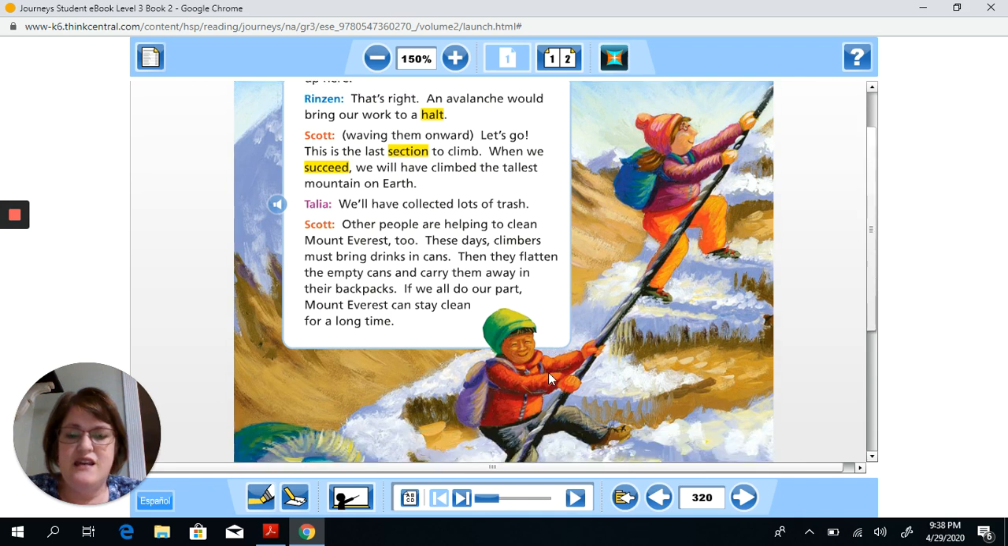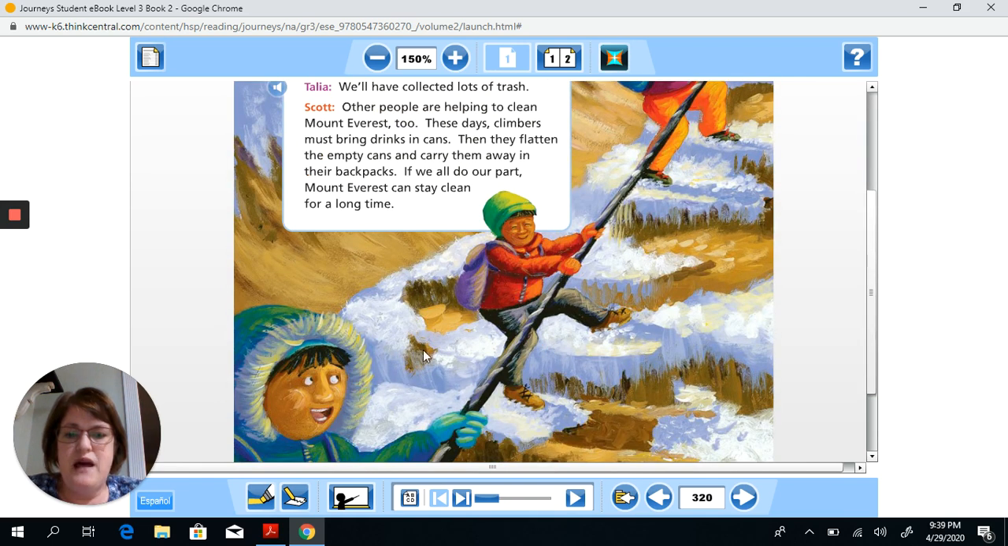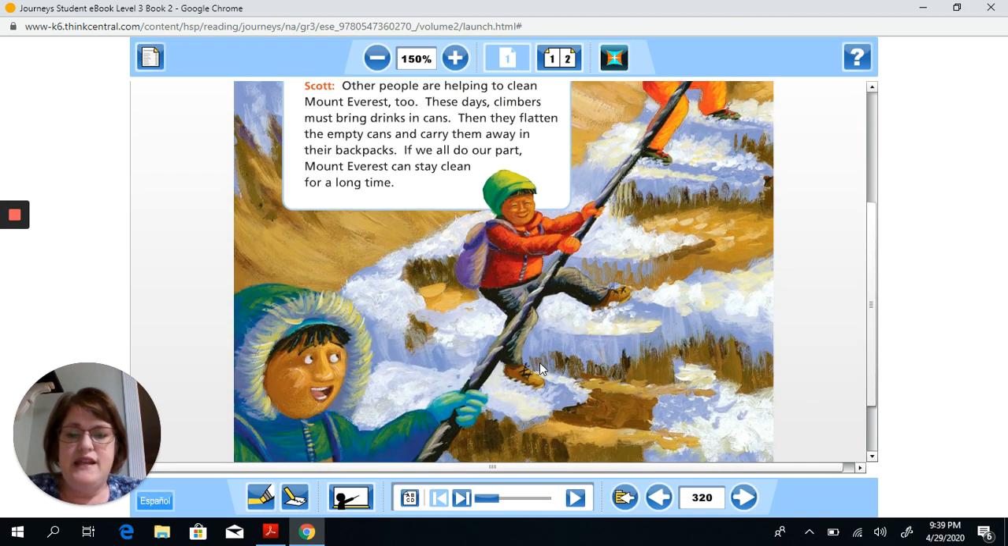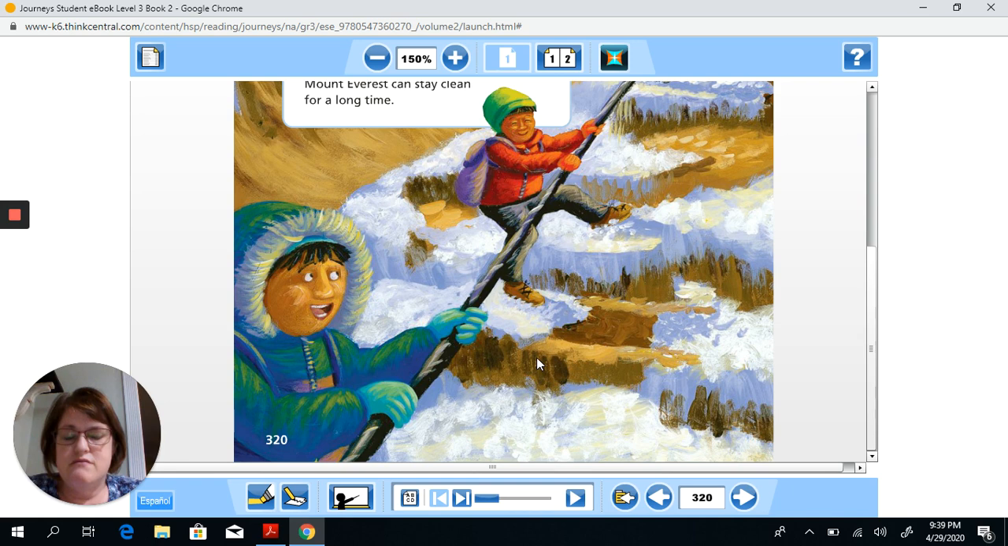Of course, you can see the boys smiling here, and Talia, they're happy that they've made it up the mountain and they're helping to clean up Mount Everest and make it a cleaner place for the animals or for the people.